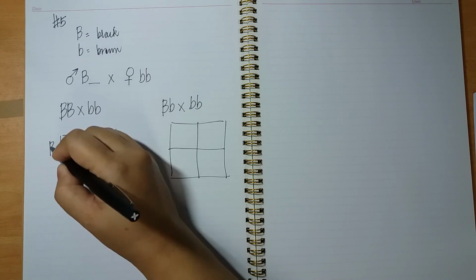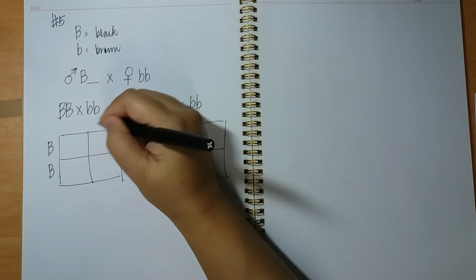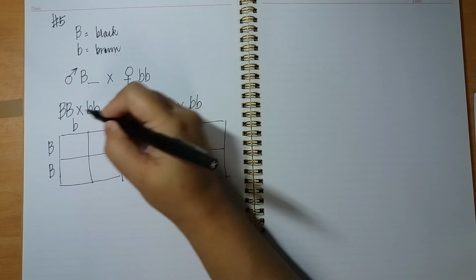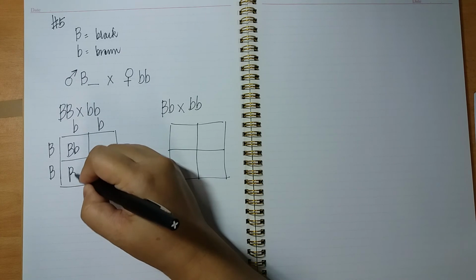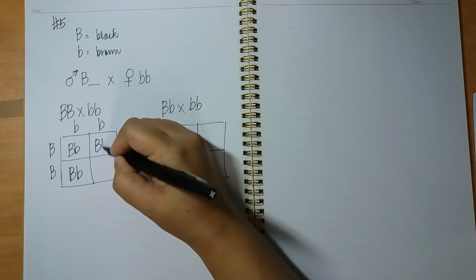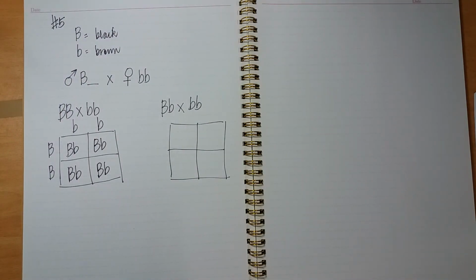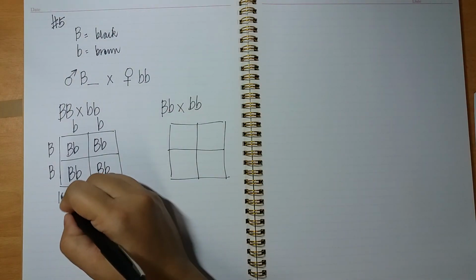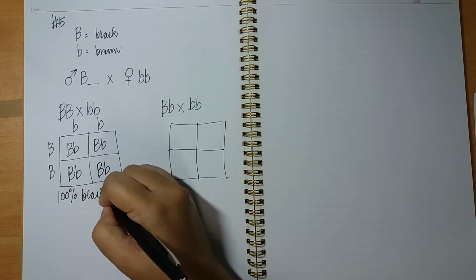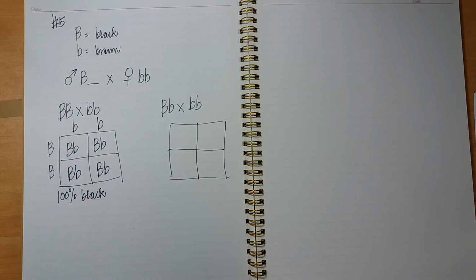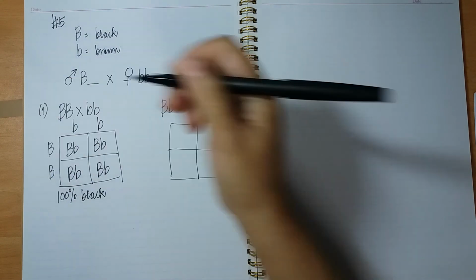Homozygous siya for big B, so that's the only type of gamete na pwede niya i-produce. Okay? While the female, yung mate niya, produces small b gametes. Okay? So, when you combine those, all of the offspring will have the heterozygous genotype. Okay? Which means that it will exhibit the dominant phenotype. So, this would be 100% dominant, which in this case, it will possess the black coat. Okay? So, this is the first scenario, the possibility.